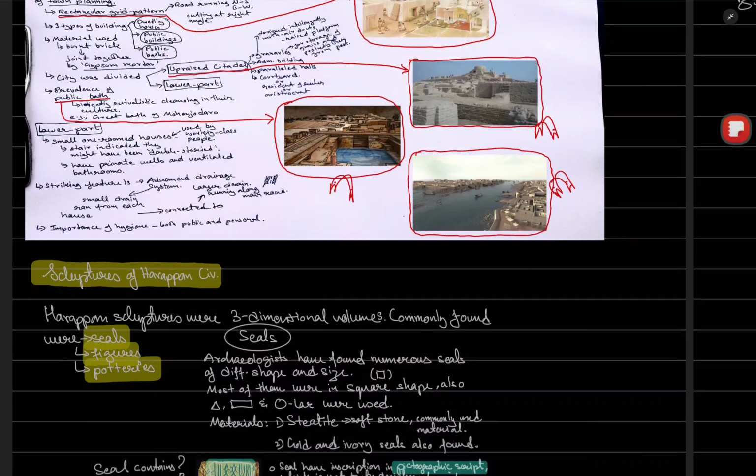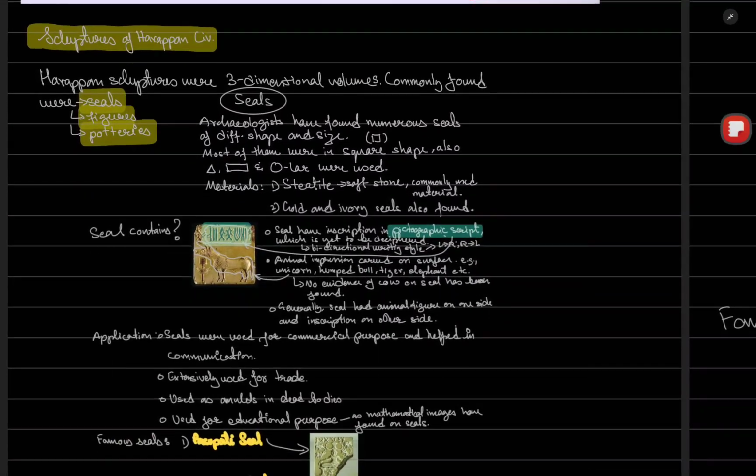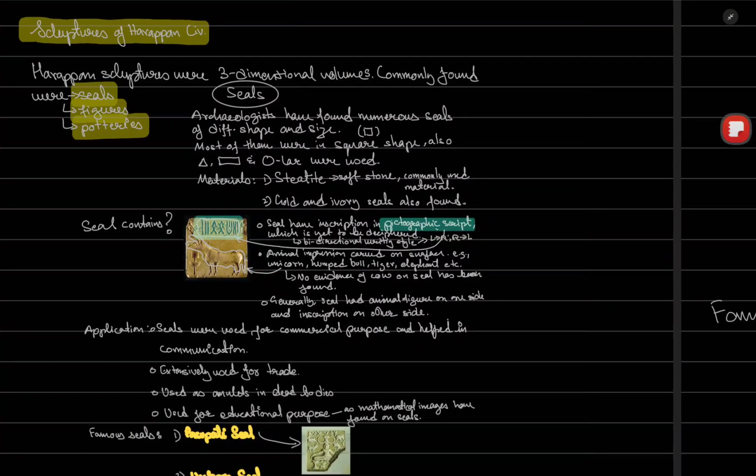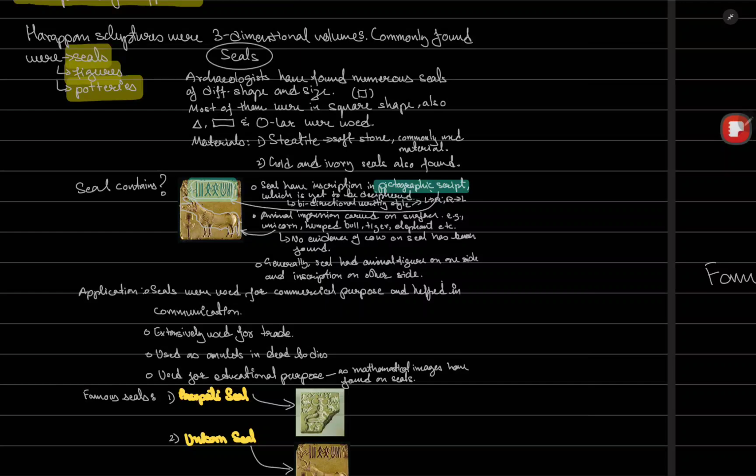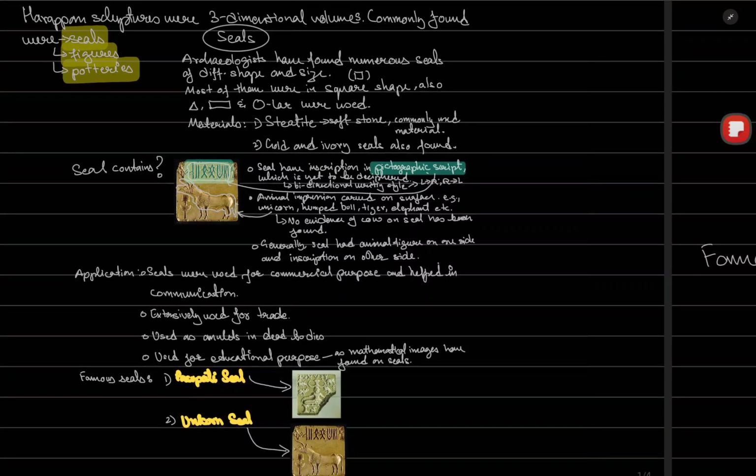Well, this was about the Harappan architecture. Now let's move ahead with the sculptures of the Harappan civilization. Harappan sculptures were basically three-dimensional volumes. Commonly found were three types: seals, figures, and potteries. Now we'll try to understand seals, figures, and potteries in detail, making sure it will be very comprehensive for our syllabus also.